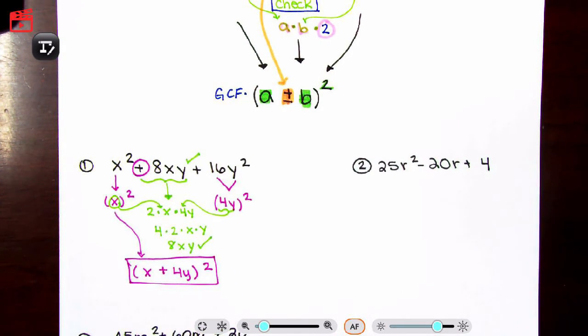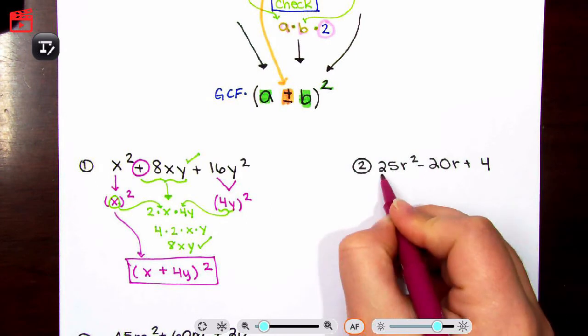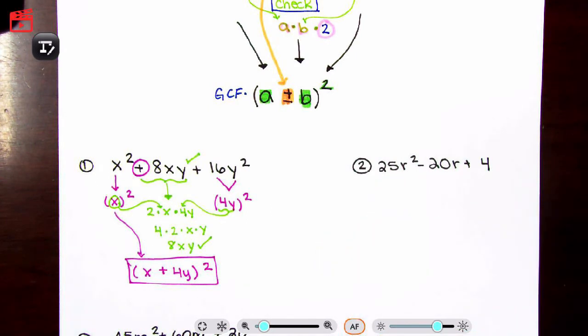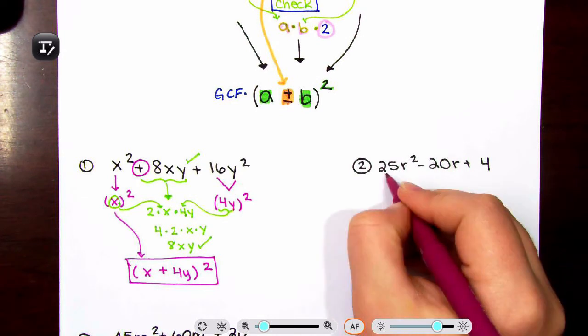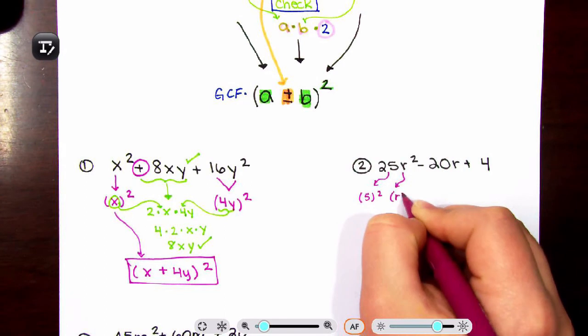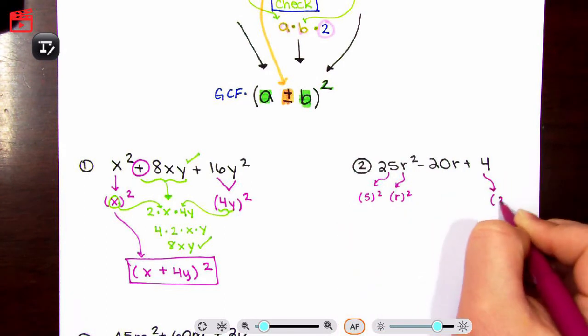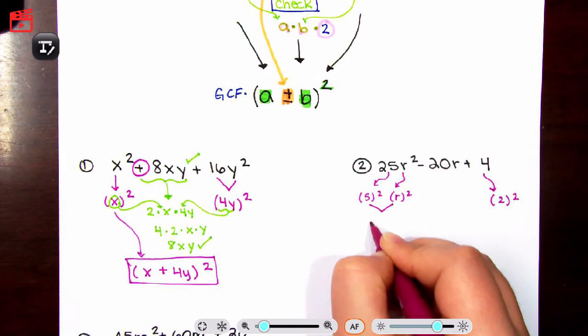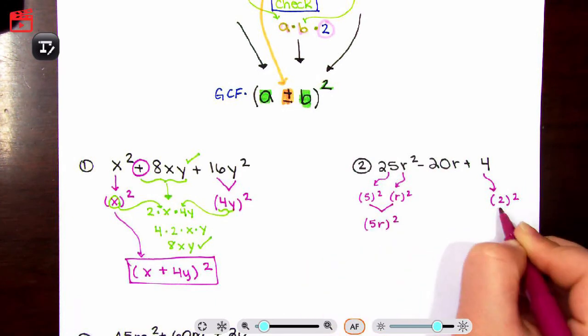So this method saves you from doing the longer trinomial guess and check method if you notice the pattern. However, the other method will still work. So let's do another one. I see a 25, 20, and 4. Let's see if we have a GCF. 25 is 5 times 5. 20 is 5 times 4. And then I have a 4. So unfortunately, no GCF. However, I am noticing a pattern. I have a 25, I have an r squared. So that means I have a 5 squared here, r squared here. 4, I have a 2 squared. So that means my a value is 5r. My b value is 2.